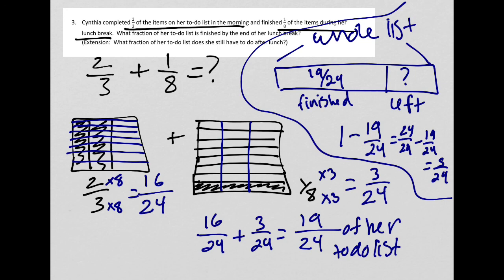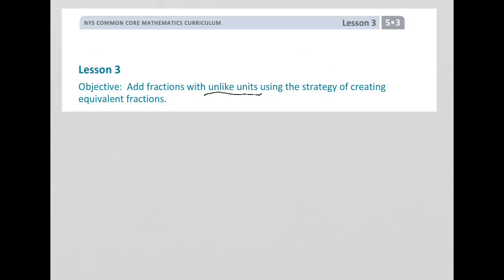But basically we were able to take two fractions with different denominators, turn them into equivalent fractions of the same denominator, and then we're able to add them together. So that's the main strategy that we use when we're adding fractions with unlike units, is we turn them into equivalent fractions with the same denominator, and then we're able to add them together. And we use that rectangular fraction model today to make those equivalent fractions.